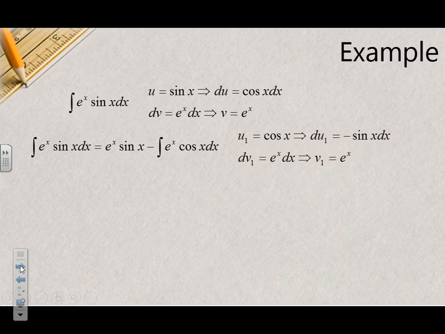And again, if you're doing it more than one time, sometimes it helps to give a little subscript on your u's and dv's to help denote that it's a different integration by parts step. So we're going to let u be cosine x, which means du would be negative sine x dx. We'll let dv be e to the x dx again, which means v would be e to the x again.